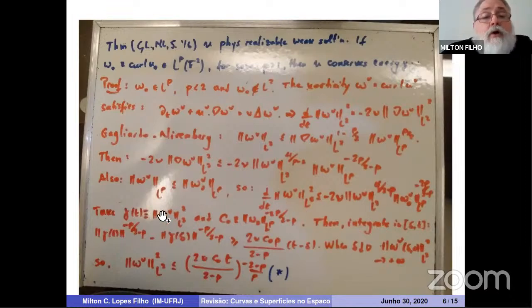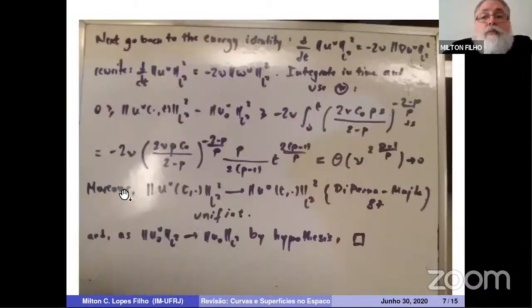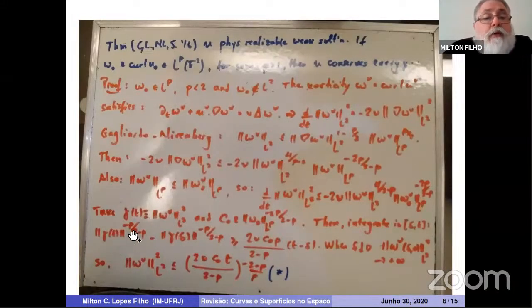Call gamma of t the L2 norm squared of omega nu, and C naught equals this constant here, which only depends on initial data. Integrate this differential inequality from delta to t. I can't integrate from 0 to t, as I said, because initially this thing might be infinite. If you integrate, you get gamma of t to the minus p over 2 minus p, minus gamma of delta to the minus p over 2 minus p, is greater or equal to 2 nu C naught p over 2 minus p times t minus delta. That's just integrating this inequality.